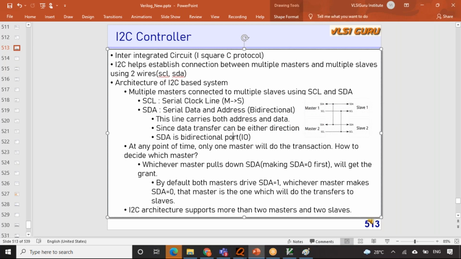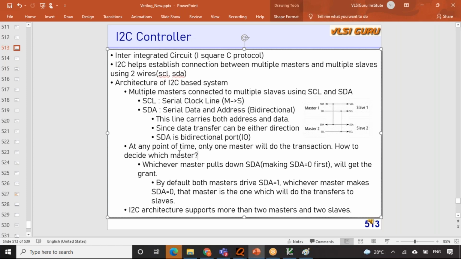You can write the data. In that case, data will go from master to slave. You can read the data. Data will come from slave to master. So in that case, SDA is acting like a bidirectional port, right? Hence, SDA is a bidirectional port. At any point of time, only one master will do the transaction. How do we decide which master? Is it possible for both the masters to drive the SDA line in parallel?